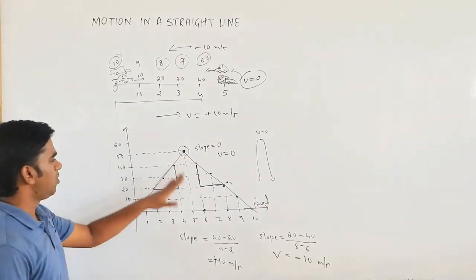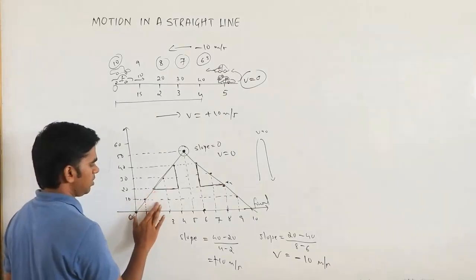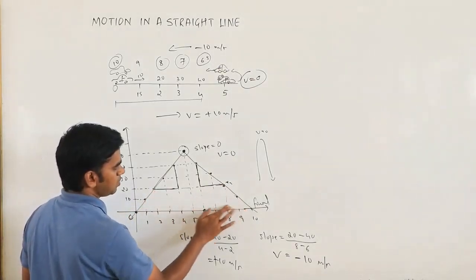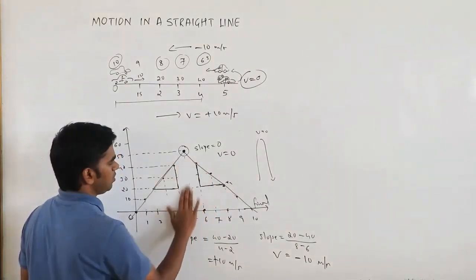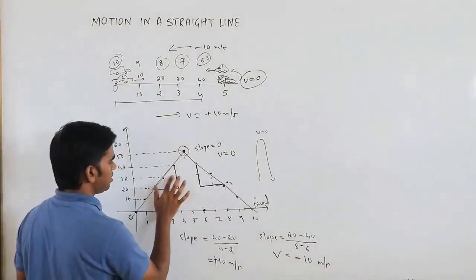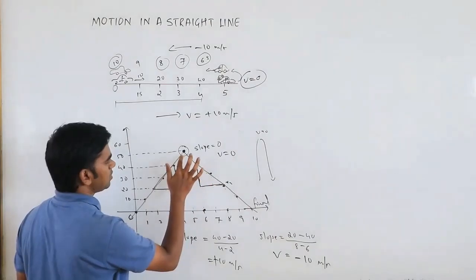Okay. So from this graph, what can we understand? We can understand everything about the motion of the object. So this is going to be your graph. They will give this kind of graph, and they will ask you to describe the motion.